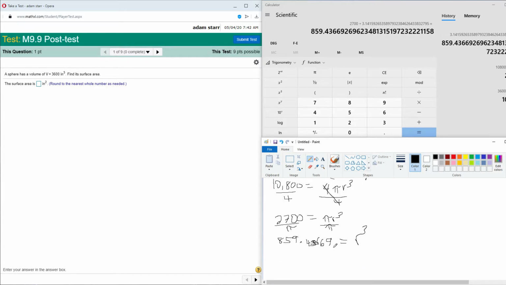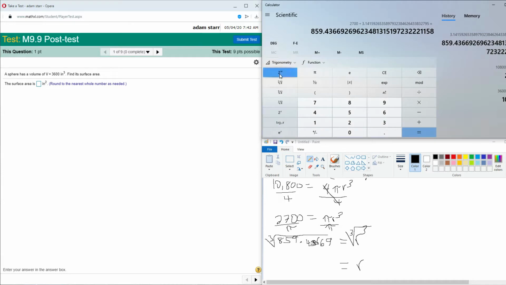But the goal is to get r. R right now is getting raised to the third power. To undo that, I have to undo raising to the third power, which is cube rooting. So I'm going to cube root both sides. I believe there is a button on a phone calculator to cube root. On my calculator here, I actually have to hit second, and then the cube root button is here. It's the cube root of x. I believe you should see this on your phone calculator as well. You just have to turn it sideways. So I'm going to hit the cube root, and that will cube root my number.